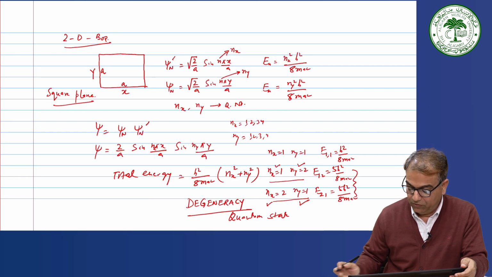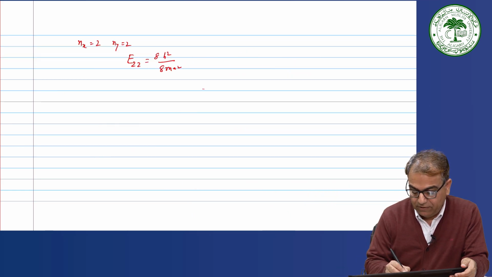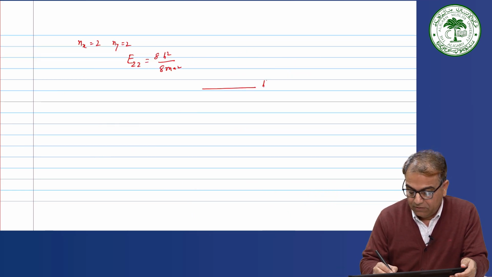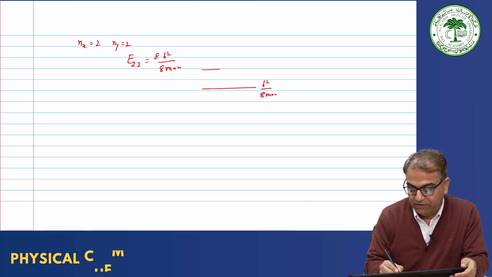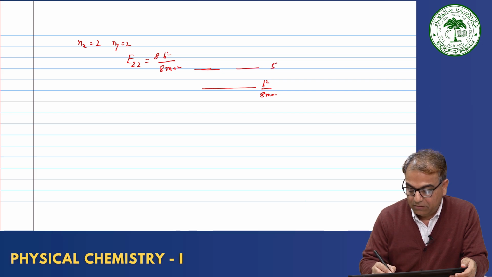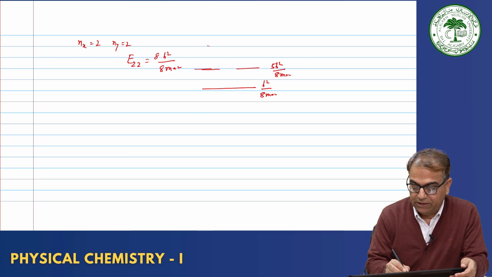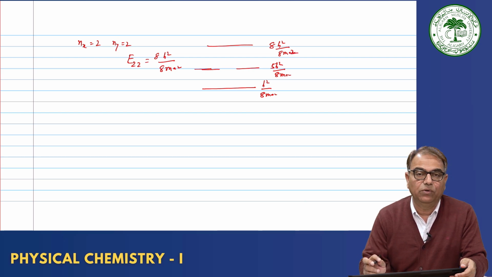So if you draw this one, you have one level h square divided by 8ma square, then you have two energy levels of the same energy, that is 5h square divided by 8ma square. Then again you have single energy levels of 8h square divided by 8ma square, and so on. You can keep on doing this.